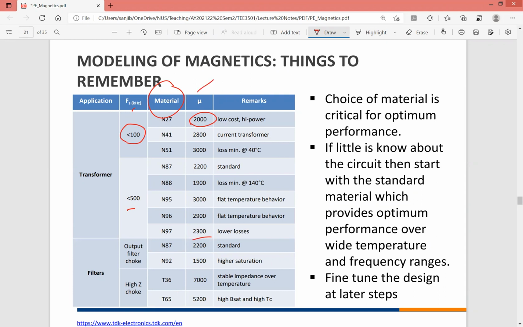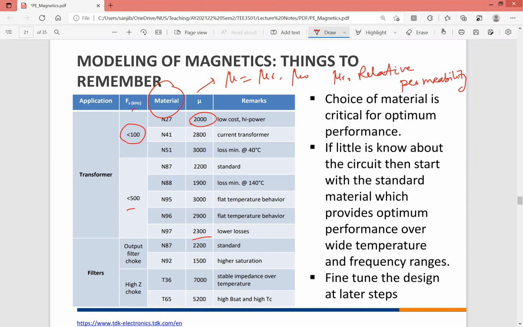So these are mu r actually. Mu is equal to mu r times mu naught. So mu r is called the relative permeability. It is basically the multiplying factor with the permeability of free space or air. So that's how you find the permeability.